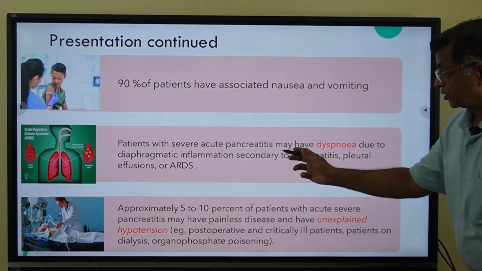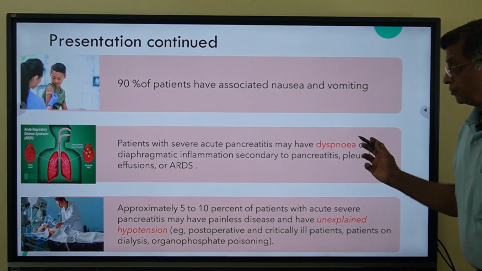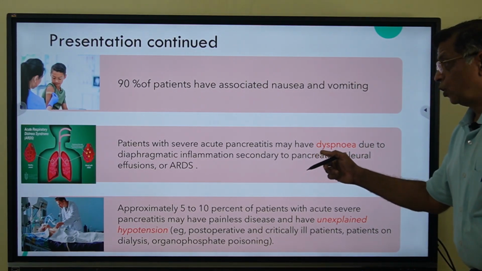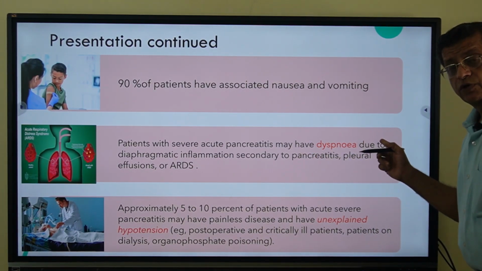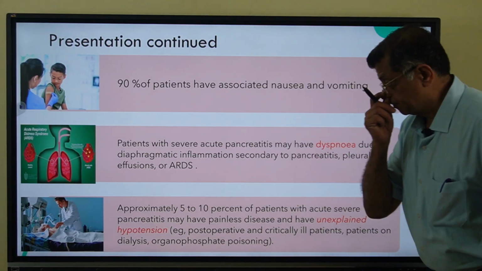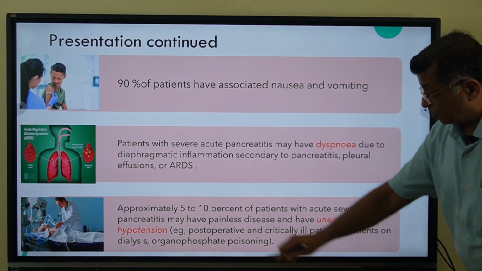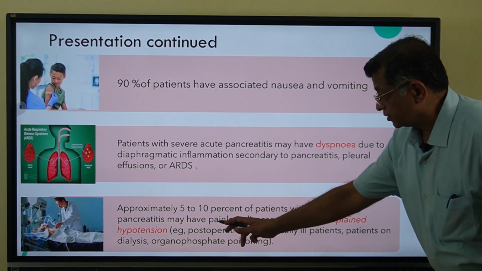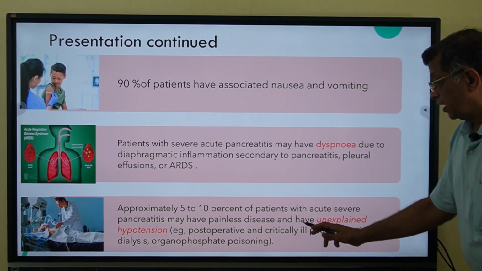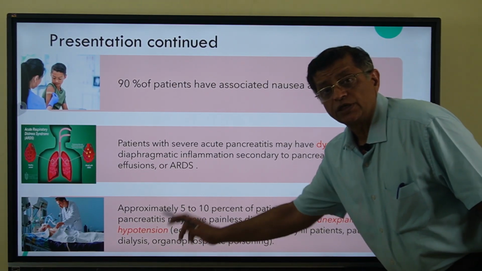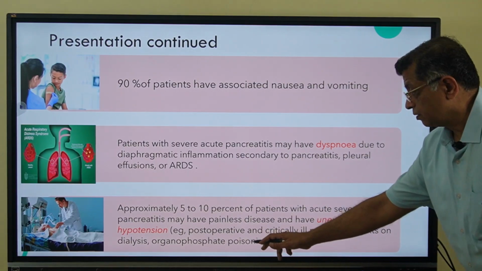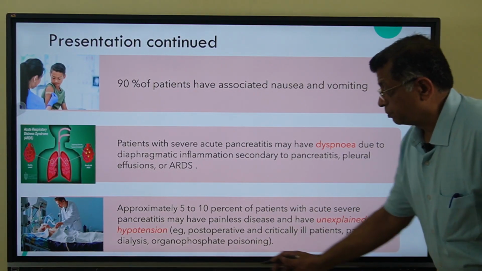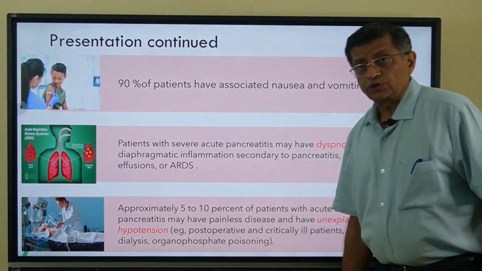Patients with severe acute pancreatitis may have dyspnea. This dyspnea could be due to diaphragmatic inflammation or pleural effusion, or if there is severe organ dysfunction, could be due to ARDS. Sometimes, approximately in 5 to 10% of patients with acute severe pancreatitis, they may have a painless disease and have unexplained hypotension as the main presentation. For example, patients with postoperative pancreatitis or critically ill patients, or patients on dialysis or with organophosphorus poisoning.